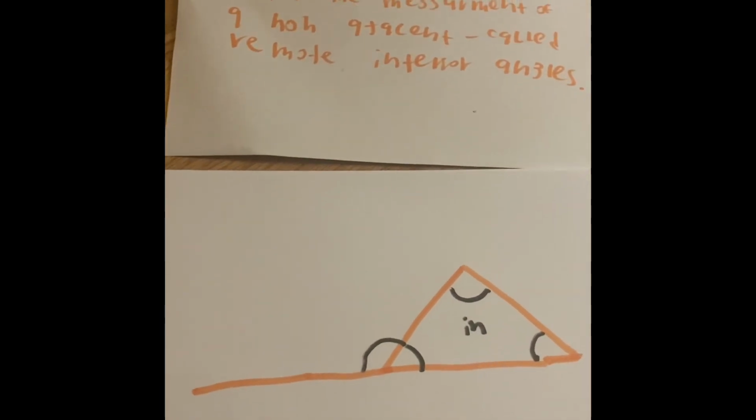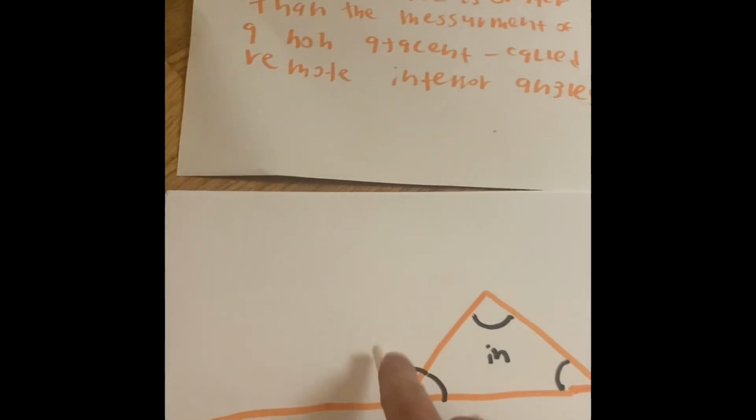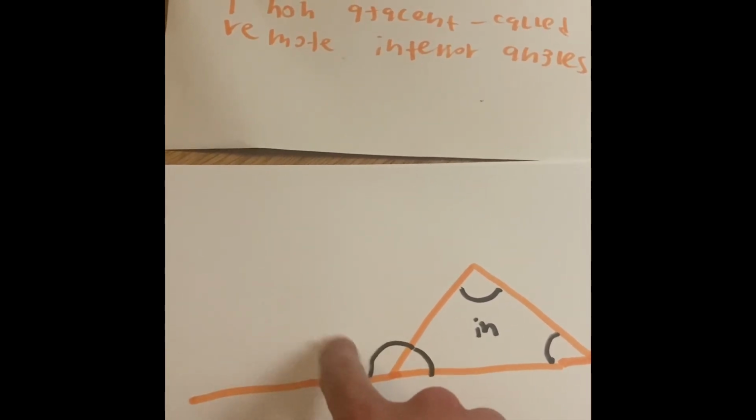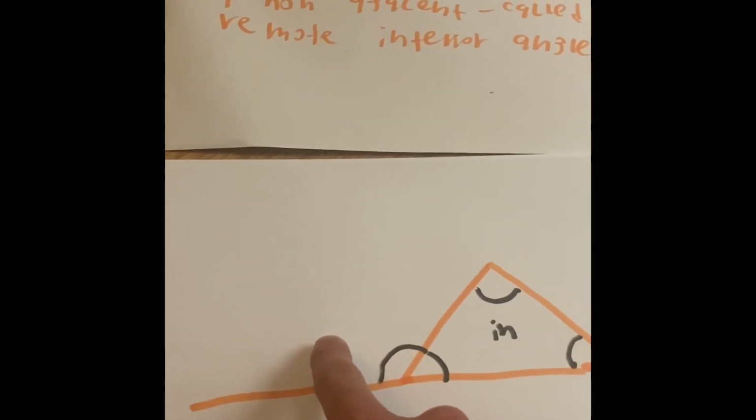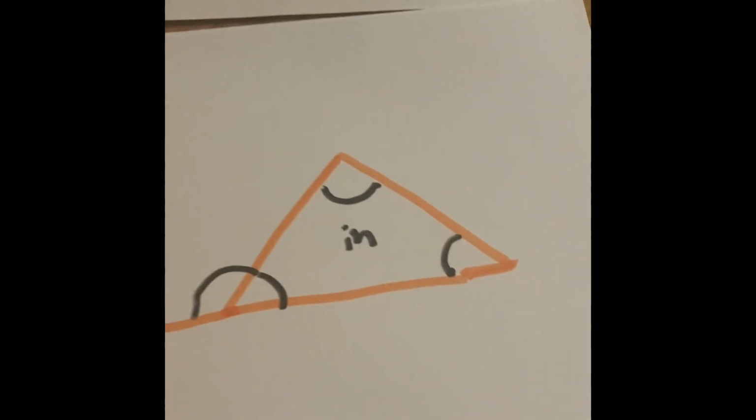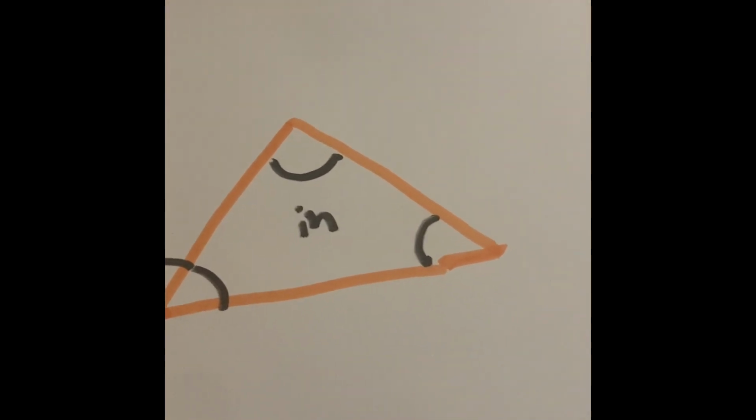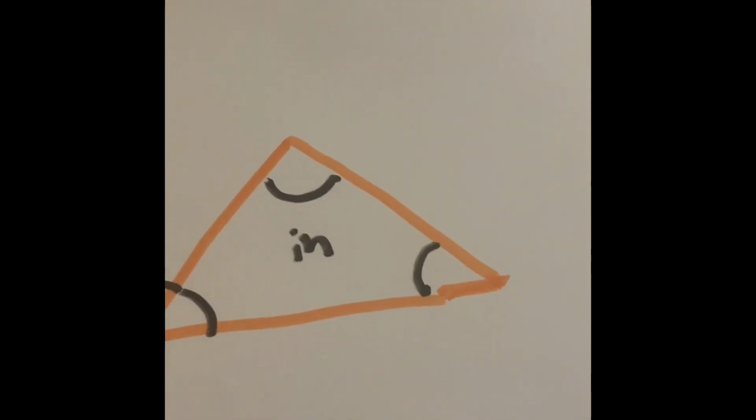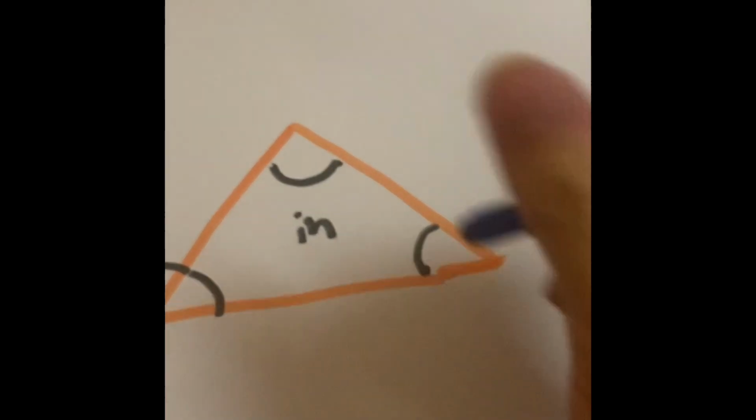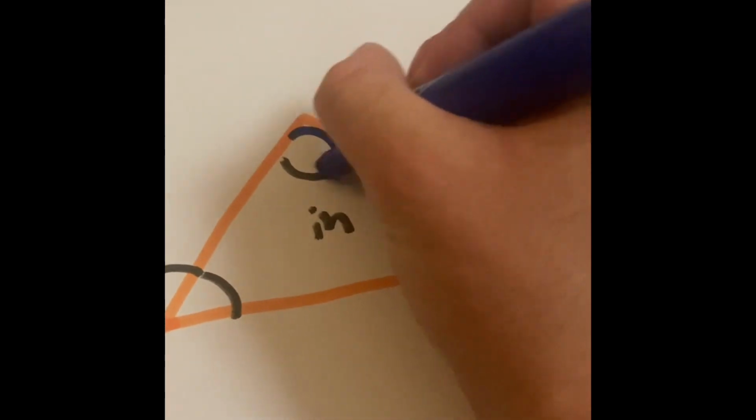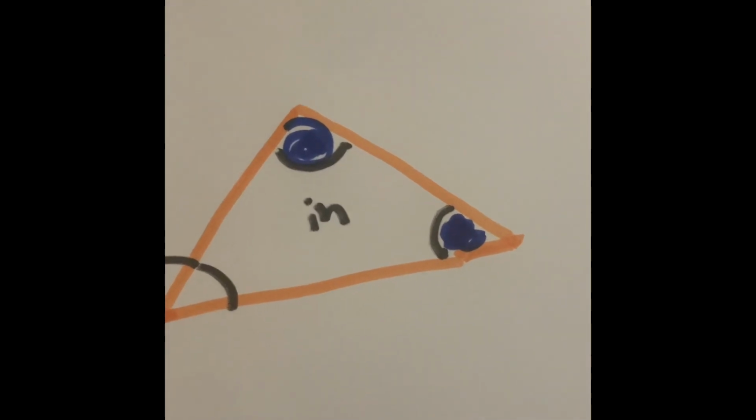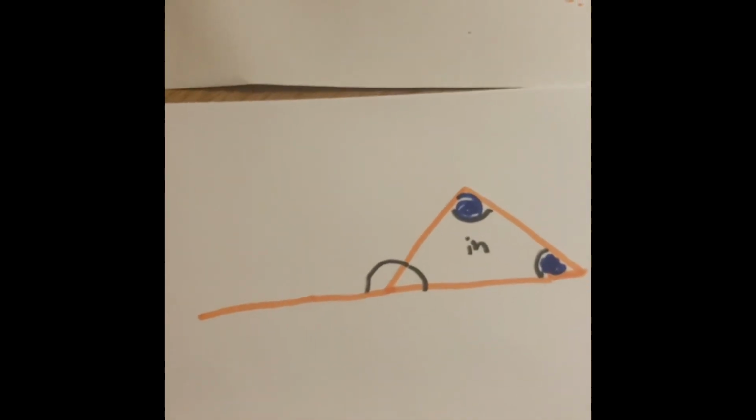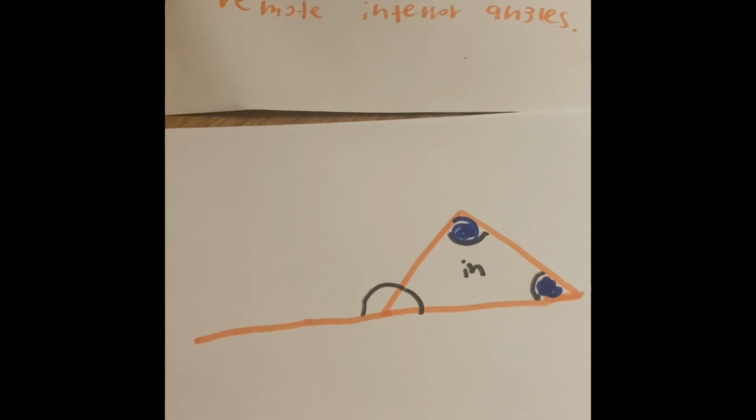And the theorem is literally saying the measure of an exterior angle, this one, of a triangle, is greater than the measurement of the non-adjacent interior angles. What we're talking about is that this angle has to be a lot bigger than these. So let's try something out. We're going to put numbers into them.